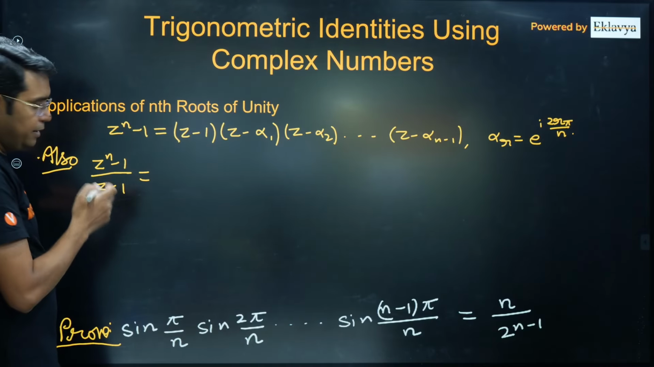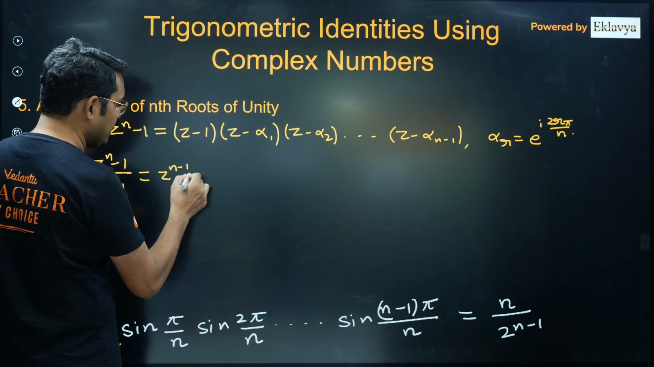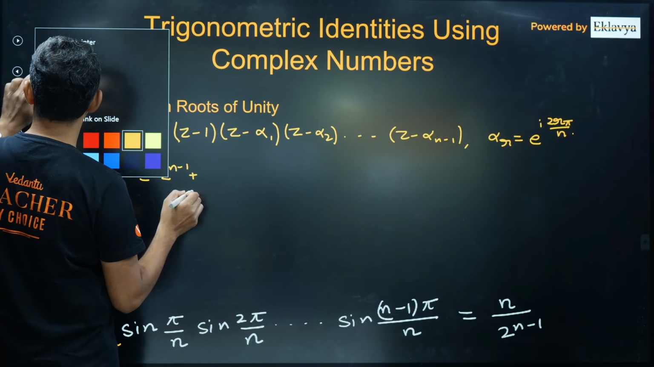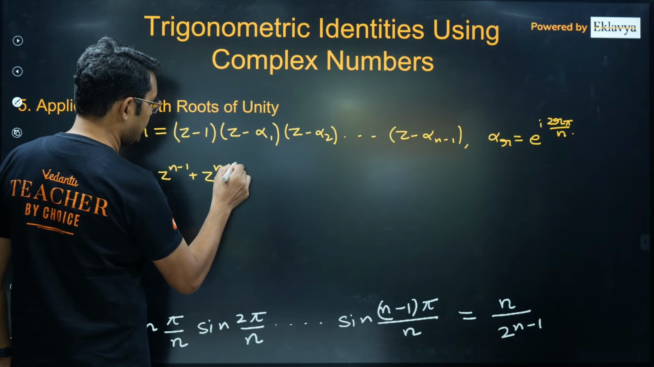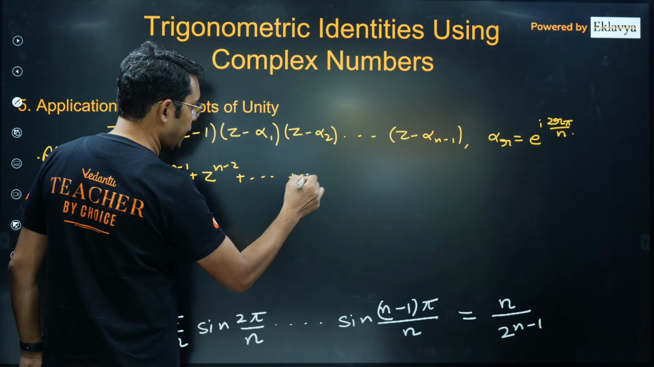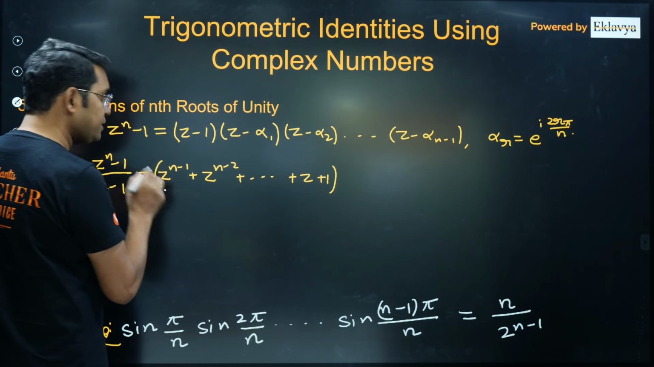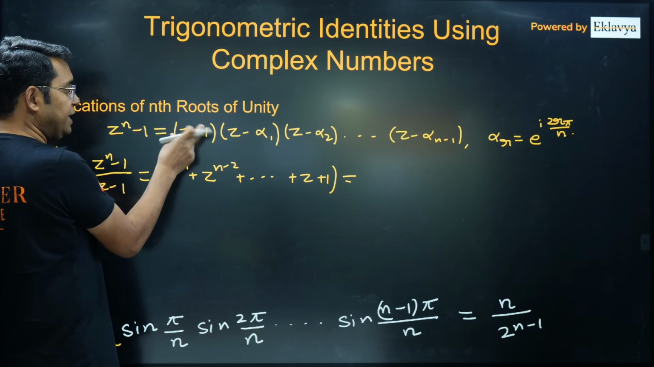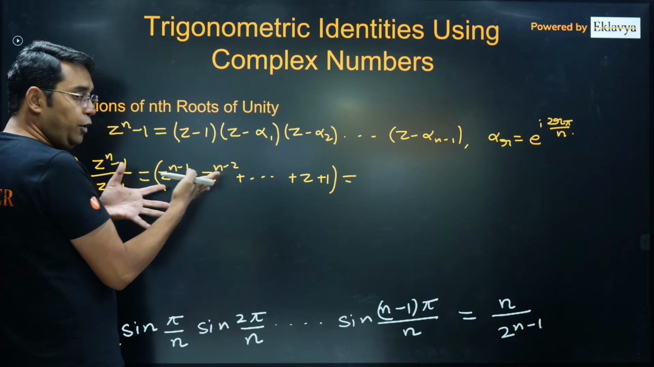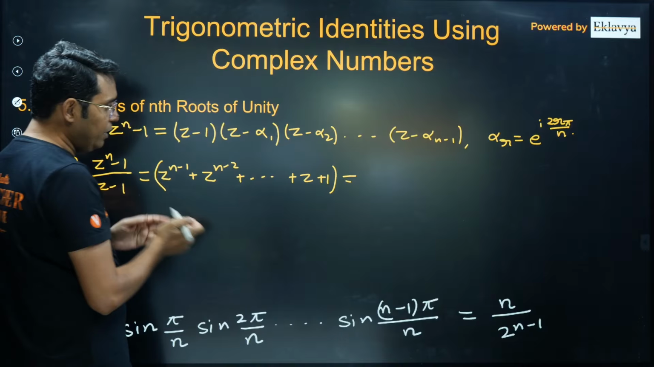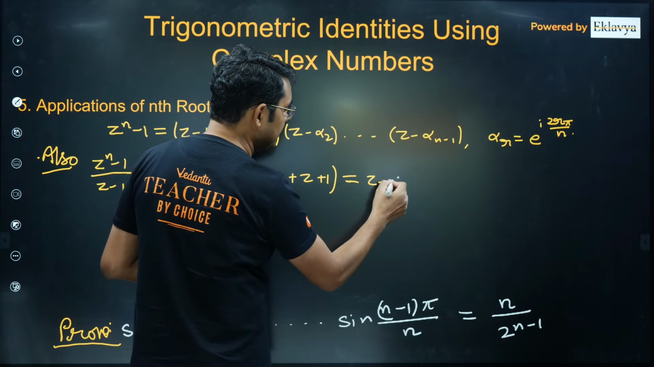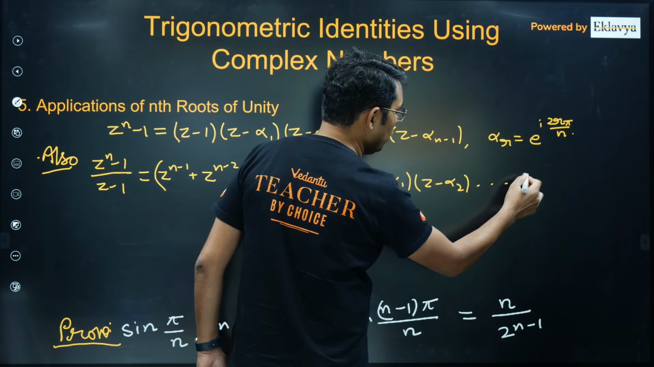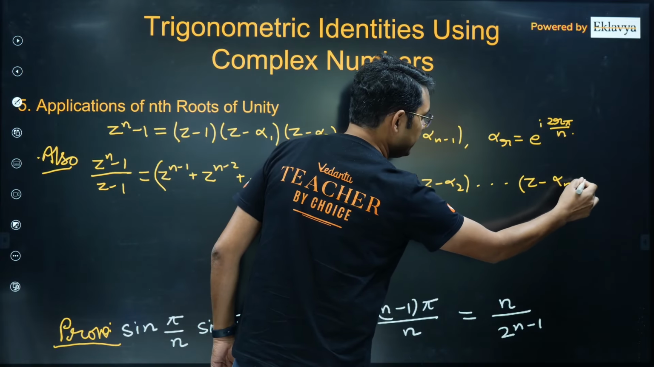And if you divide it, it will give you z power n minus 1 plus z power n minus 2, and so on, plus z plus 1. And this will actually be having the remaining factors, like z minus 1 was divided, so this polynomial of degree n minus 1 will be having the roots like z minus alpha 1, z minus alpha 2, and so on, z minus alpha n minus 1.